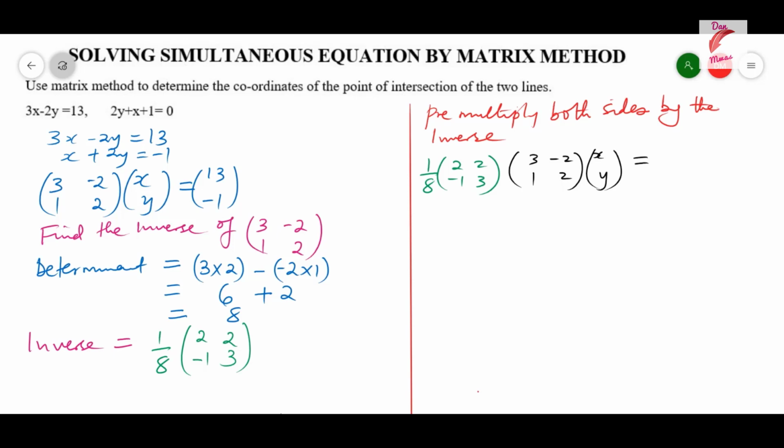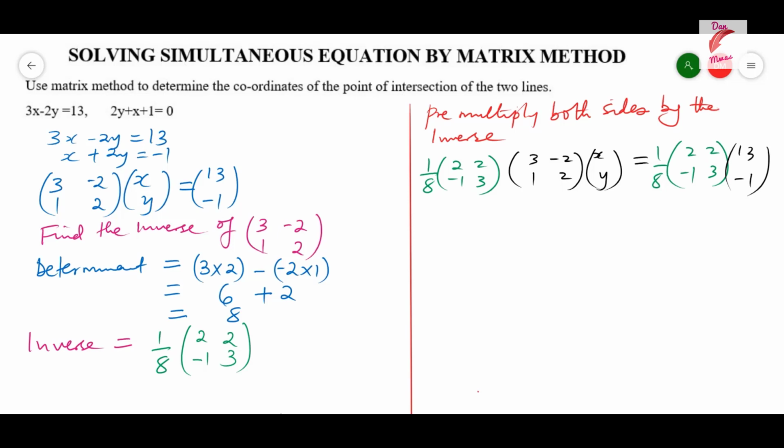Then on the other side, we have to multiply by the same inverse. This is 2, -1, 2, 3, times 13, -1. So that is what we mean by pre-multiplying both sides.